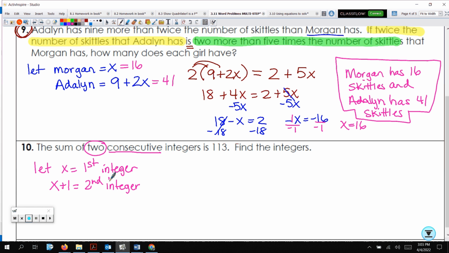We start with x and then we add 1 if they're just regular. These are regular ones, because with odd and even, we'd have to skip over one.